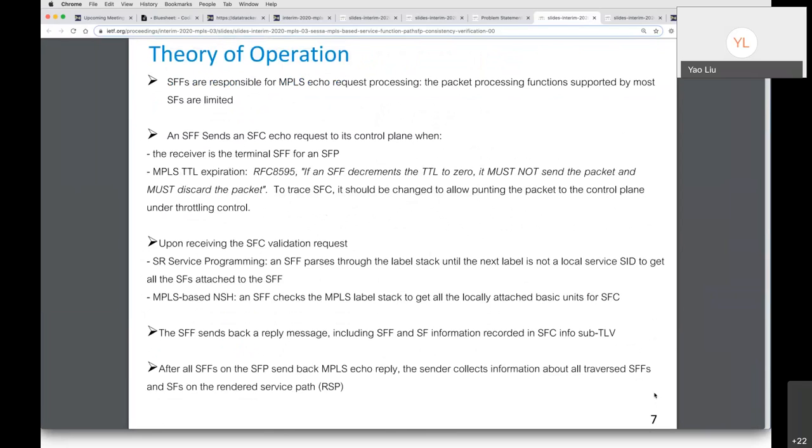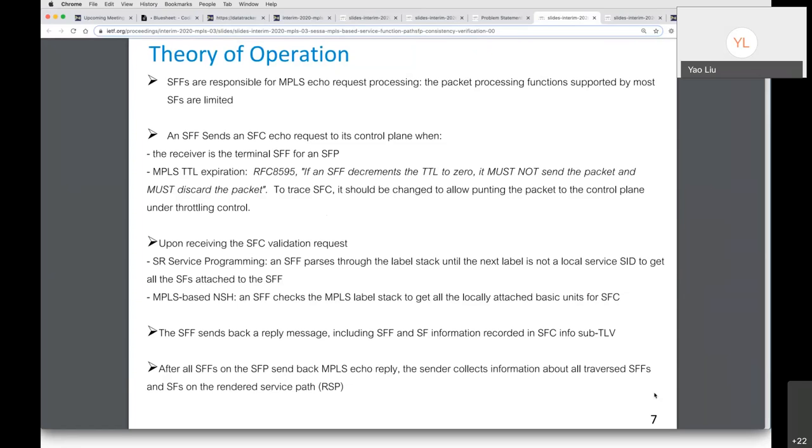And generally, the packet processing functions supported by service functions are limited. Service functions, such as firewall, may not support MPLS or OAM protocols like LSP ping. So service function forwarders are responsible for MPLS echo request processing. And a service function forwarder sends an SFC echo request to its control plane when the receiver is a terminal SFF for an SFP or the MPLS TTL expires. In RFC 8595, it says if a service function forwarder decrements the TTL to zero, it must not send the packet and must discard the packet.